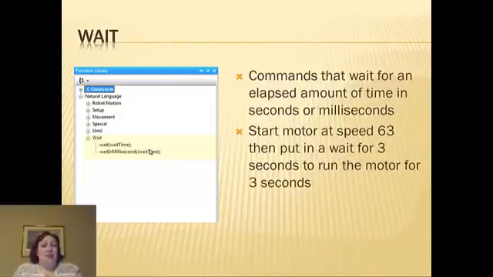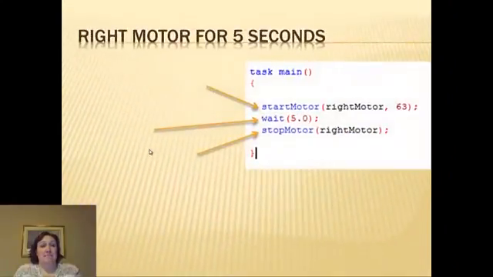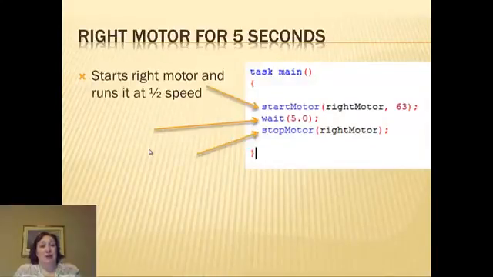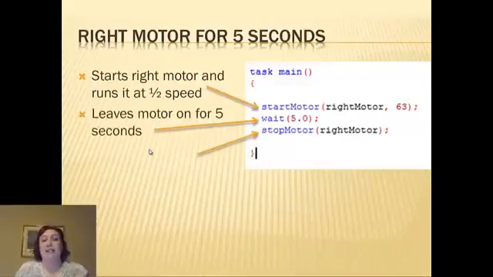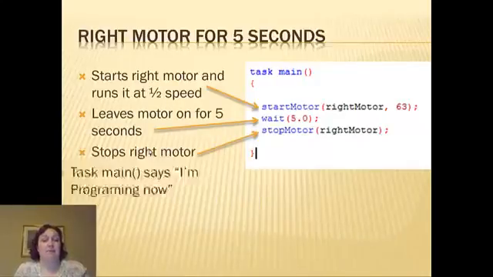For example, you can start your motor speed at 63, put in a wait for 3 seconds. Basically, that tells the Cortex to run that motor at half speed for 3 seconds. So let's take a look at this little piece of code. Write motor for 5 seconds. First you got your start motor. Start write motor 63. That is saying start the write motor, which I have obviously named write motor, and run it at half speed. Wait 5.0 means wait 5 seconds, stop the motor.